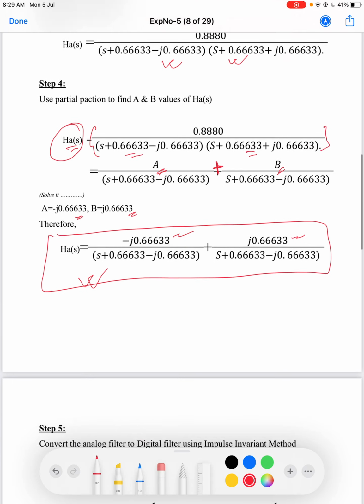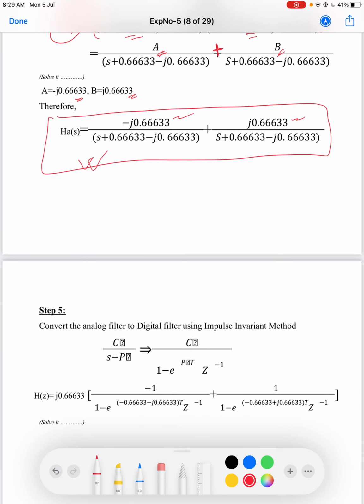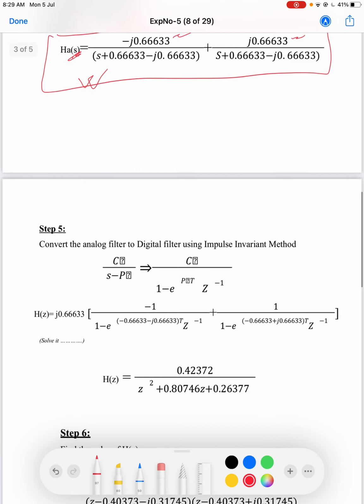In step number 5, because we have to find a digital filter using the impulse invariant method, till now it's still in the S domain, which means it's still in the analog form. We're going to convert it to the digital form using this method. This is ck, this is pk, subscript pk, by the way, where k varies from 1 to the order n. So this is also k. While changing the format from doc to PDF, it got changed.